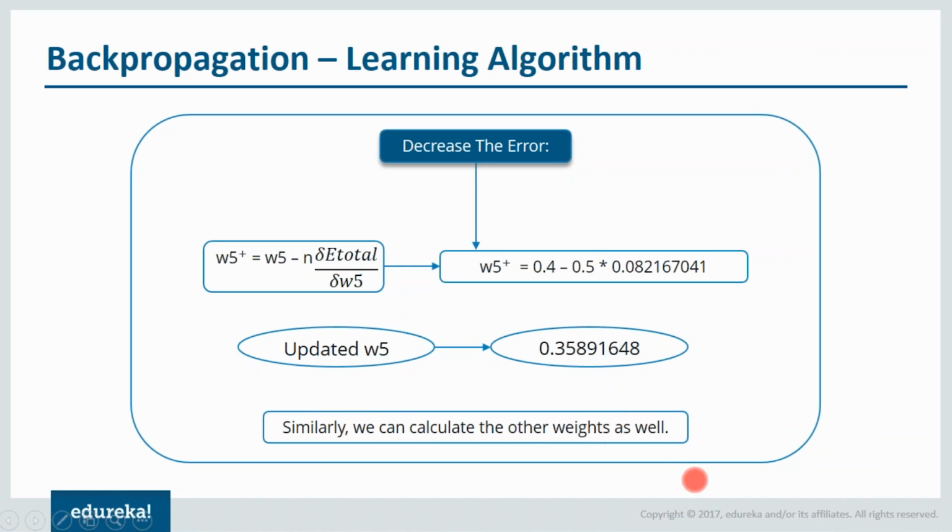Similarly, we can calculate the other weights as well. We're going to repeat the same process and calculate the other weights. Then again, we're going to see how much the loss is. If the loss still prevails, we're going to repeat the same backpropagation learning algorithm again for all the weights. So this process will keep on repeating. This is how backpropagation actually works. We'll have a separate module in which we'll discuss backpropagation in much more detail.